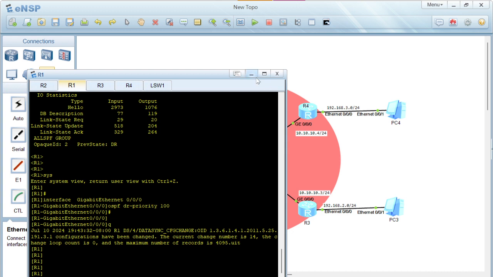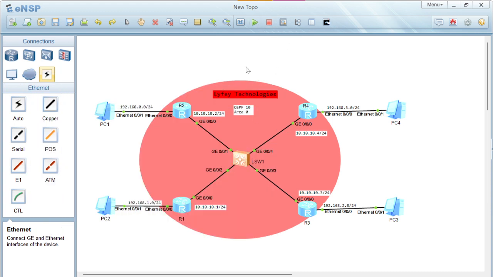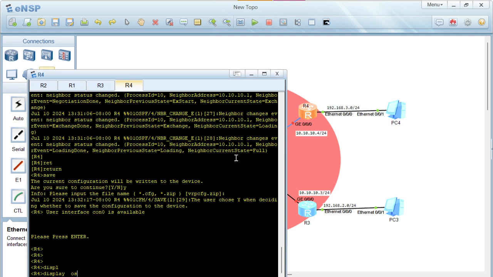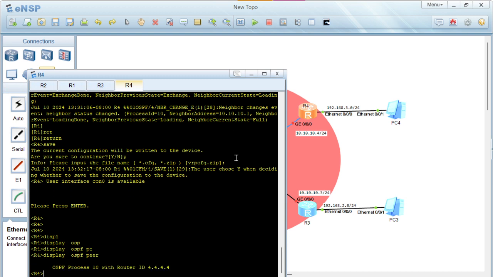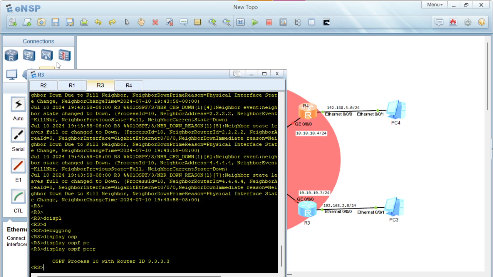For us to be able to do the re-election process, I will shut down this switch and bring it up again so that the OSPF adjacency is re-established between the routers. So if I stop this device and give it time, the timers will go down and then the OSPF adjacency will be re-established. Let me check on R4 just to verify that the adjacencies are down, display ospf peer, we don't have the OSPF peer. On R3 we'll do the same, display ospf peer, we don't have any adjacencies.